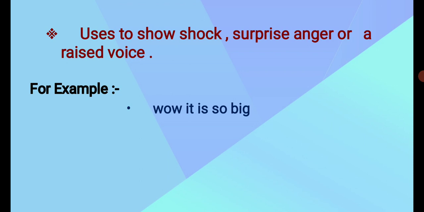Wow, it is so big. So it is surprise, it is shocking, it's too good, it's too big. At that time we will write W, the first letter of the sentence, as a capital, and wow is the interjection word. It shows the great feeling. After that we will put an exclamation mark, and after the exclamation mark, the first letter of the next word will be capital, and after the sentence we will put a full stop. So: Wow, it is so big.